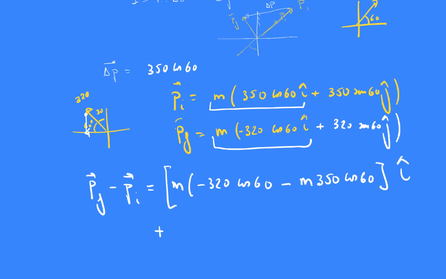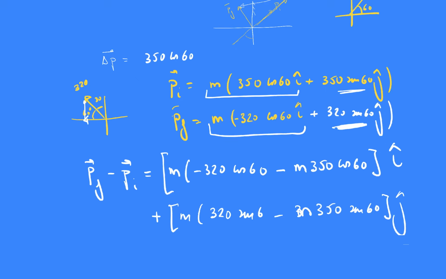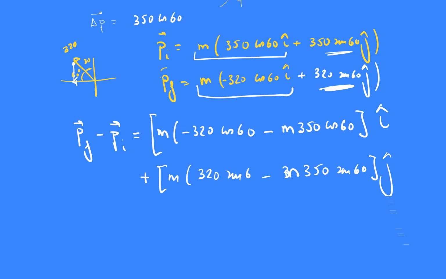Plus the change in the j direction. This is m 320 sine of 60 minus m 350 sine of 60. And this is in the j direction. Perfect. So now I will plug in numbers and see how the impulse changes.